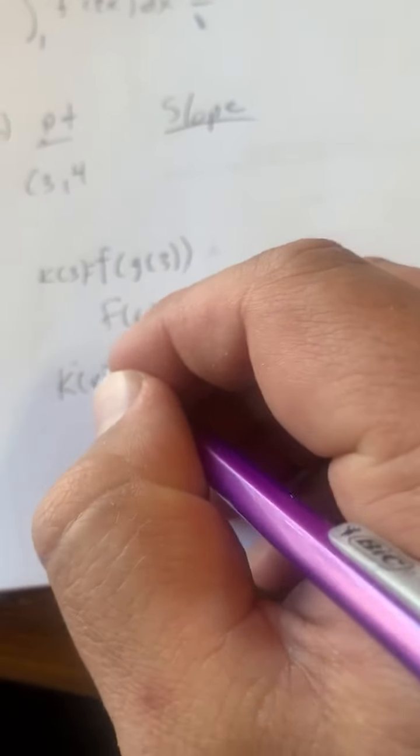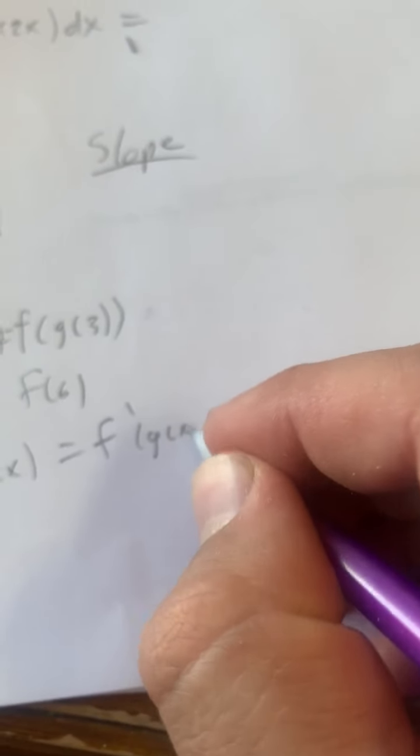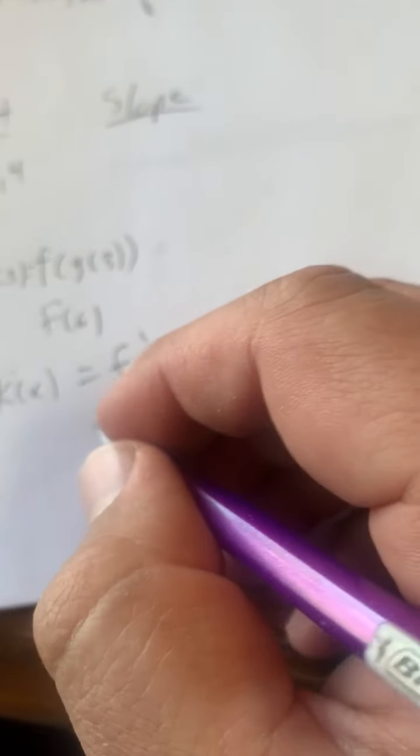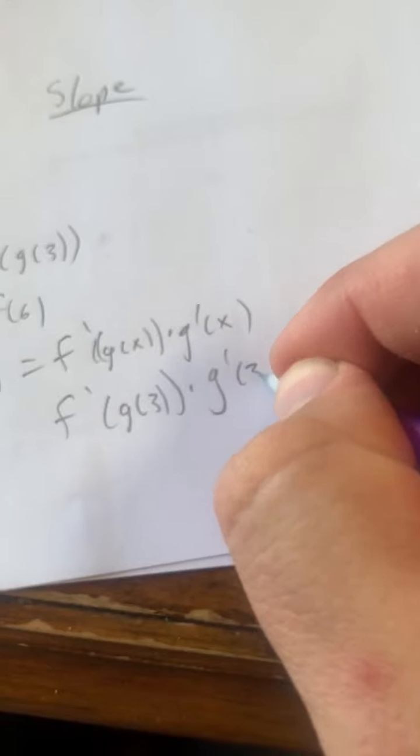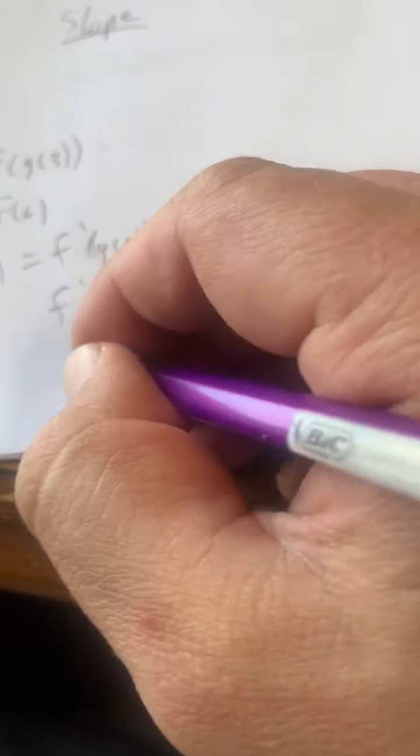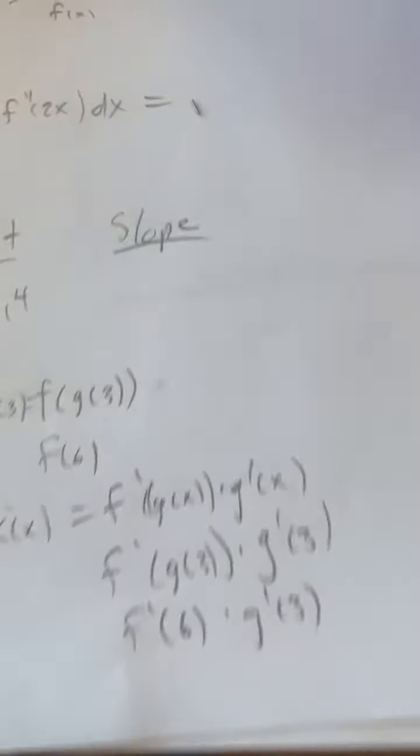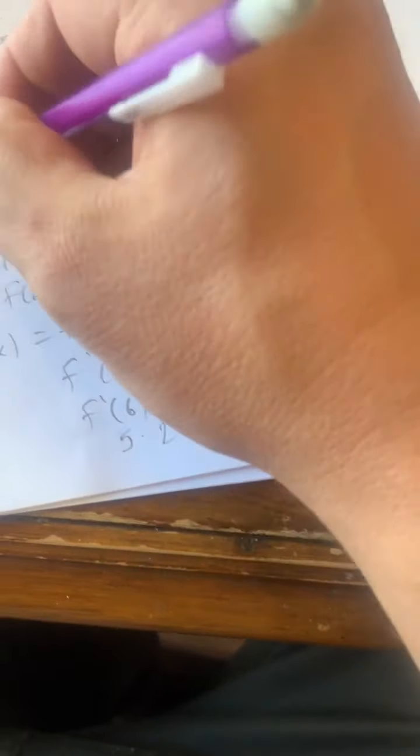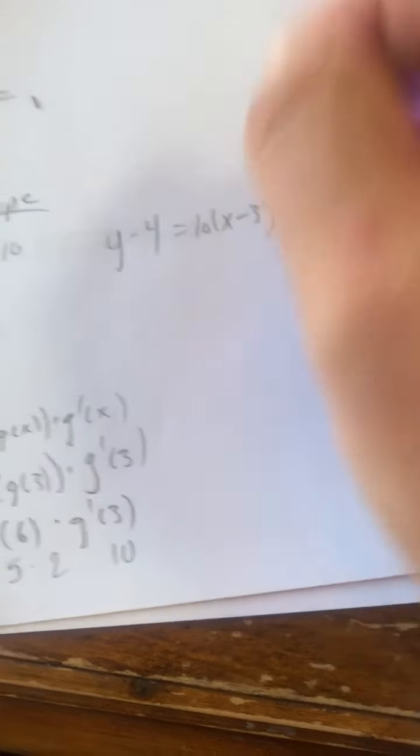If k of x equals f of g of x, then k prime of x will equal f prime of g of x times g prime of x. So k prime of 3 will equal f prime of g of 3 times g prime of 3. g of 3 again is 6, so I get f prime of 6 times g prime of 3. f prime of 6 is 5, g prime of 3 is 2, so I get 10. So my equation of the tangent line is y minus 4 equals 10 times x minus 3.